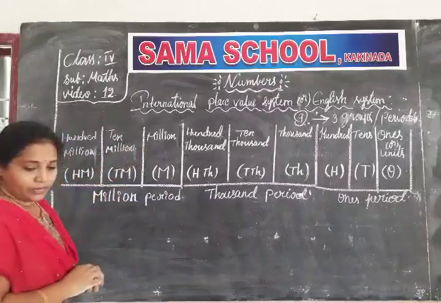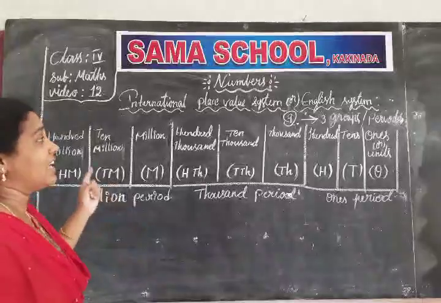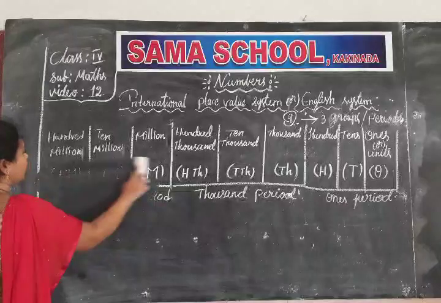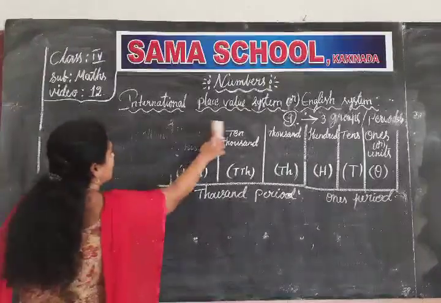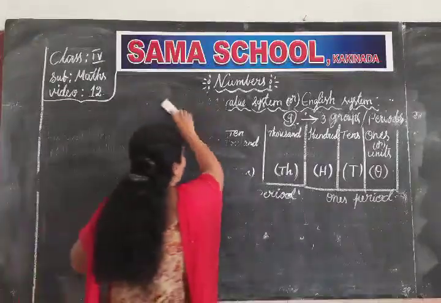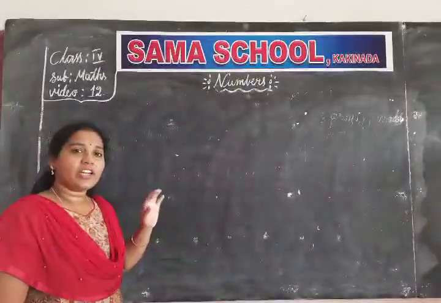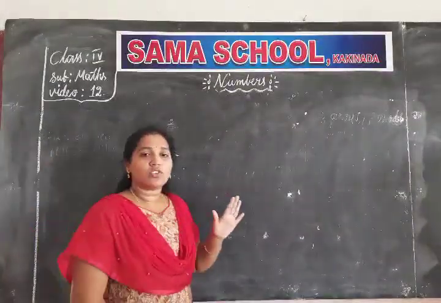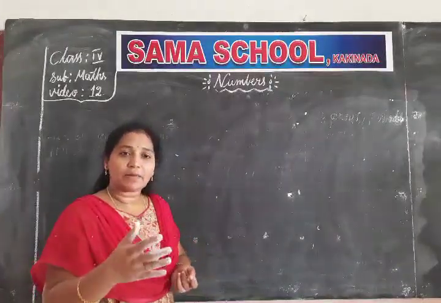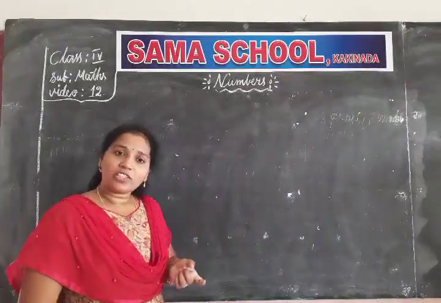Let us discuss what are the similarities and what are the differences in Indian system and international place value system, and also the place values of Indian system and international system. Okay, children, now you understand the Indian place value chart and international place value chart. In the next session, we will discuss the place values of the Indian system and international system. Okay, children, we will meet again.